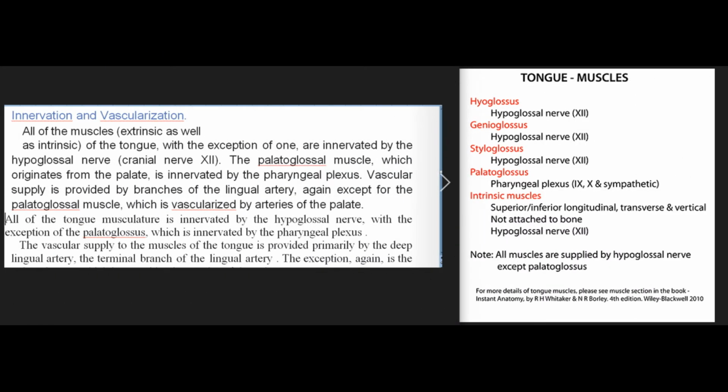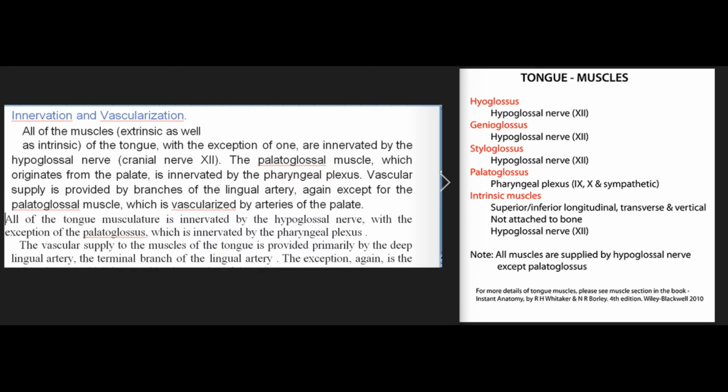Innervation and vascularization. All of the muscles, extrinsic as well as intrinsic, of the tongue, with the exception of one, are innervated by the hypoglossal nerve, cranial nerve 12. The palatoglossal muscle, which originates from the palate, is innervated by the pharyngeal plexus. Vascular supply is provided by branches of the lingual artery, again except for the palatoglossal muscle, which is vascularized by arteries of the palate. All of the tongue musculature is innervated by the hypoglossal nerve, with the exception of the palatoglossus, which is innervated by the pharyngeal plexus.